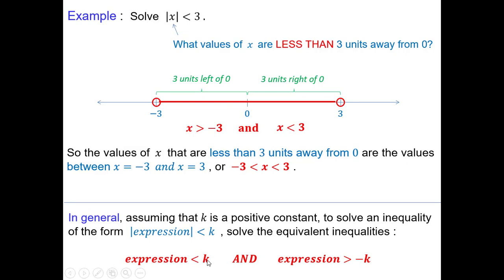The second one you solve, you have to flip two things. You have to change the sign of the constant to negative and make sure that that expression is larger than the negative of k. That's going to get me all the values on the left side of 0. So notice in interval notation, the way that we would write this is actually -3 to 3 in parentheses, because there is no equal sign attached to the inequality, and therefore that's our answer.